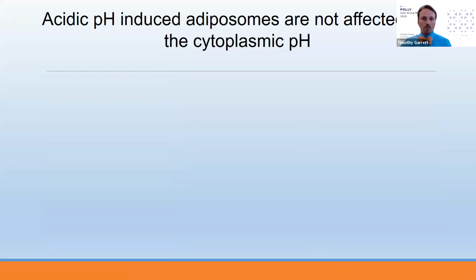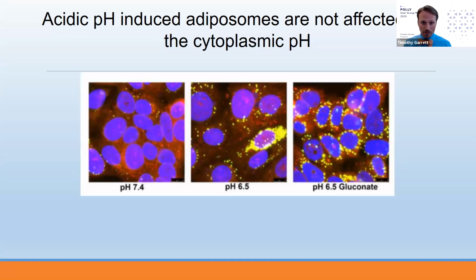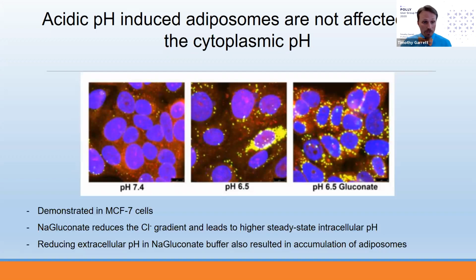pH. We also know we can alter the extracellular intracellular environment using sodium gluconate, and this is demonstrated with MCF7 cells. Sodium gluconate reduces the chloride gradient, and it will lead to a higher steady state intracellular pH by changing out the amount of chloride in the cell environment. We don't alter the amount of adiposome accumulation. So we still see this accumulation. So we know that it's just not related to the cytoplasmic pH.